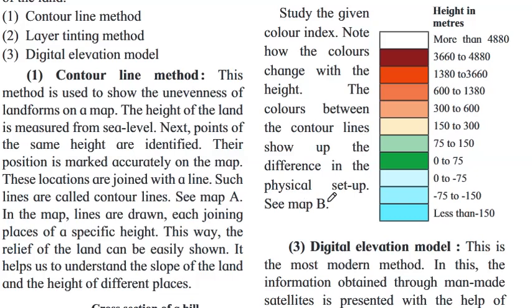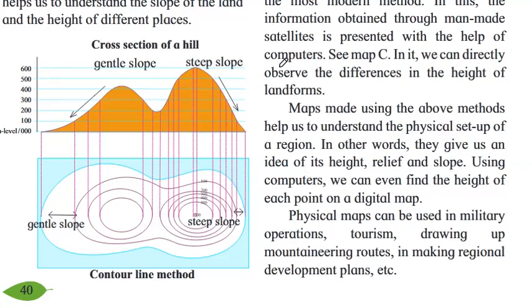See map B. Digital elevation model. This is the most modern method. In this, the information obtained through man-made satellites is presented with the help of a computer. See map C. In it, we can directly observe the differences in the height of landforms.